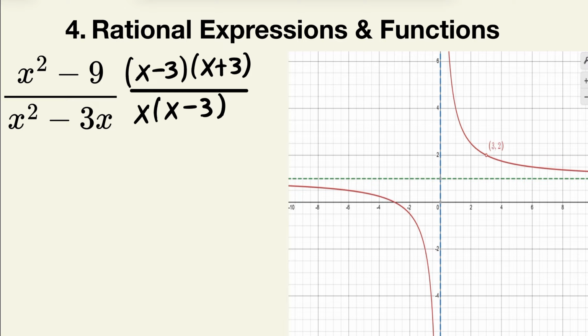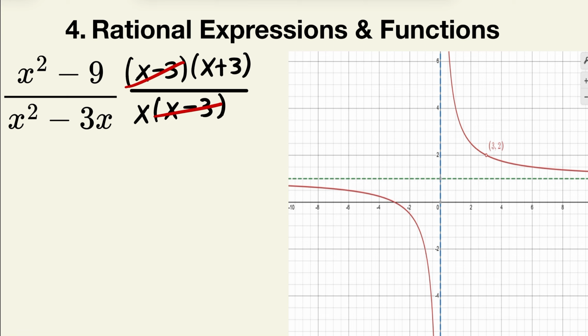Okay, and so I can take a look here and look for common factors to cancel. We see here that we have the factor x minus 3 in both the numerator and in the denominator. So that means we can cancel it. So let's go ahead and do that: x minus 3 in the numerator and in the denominator.